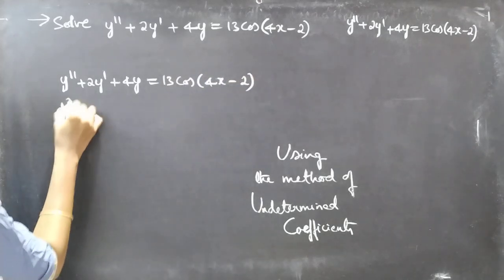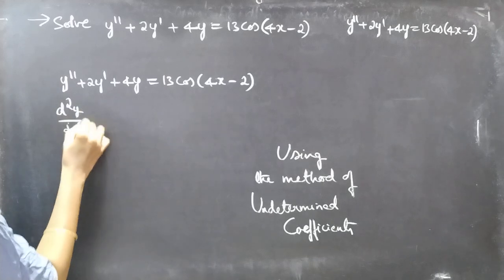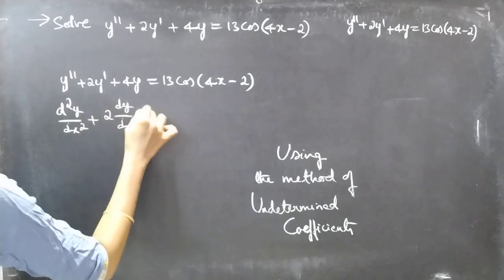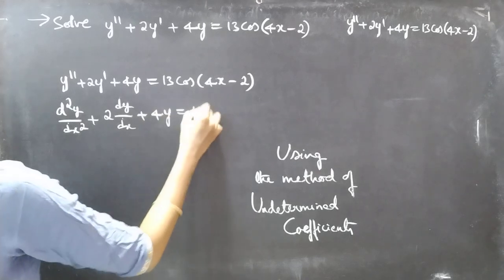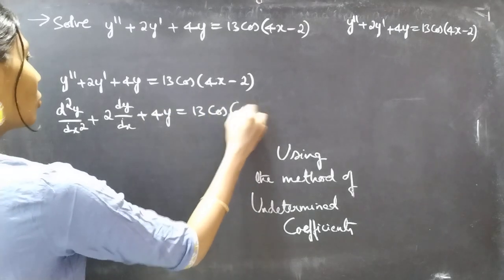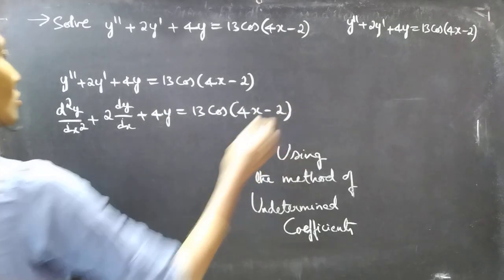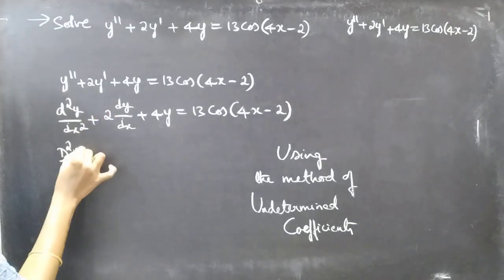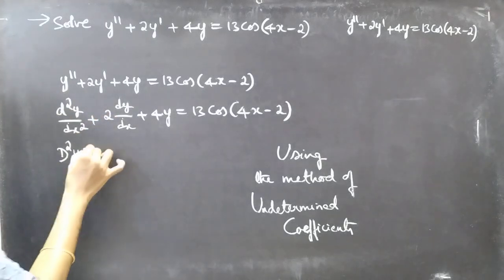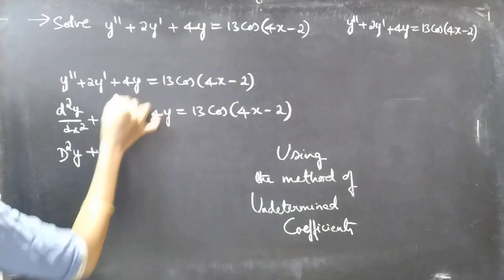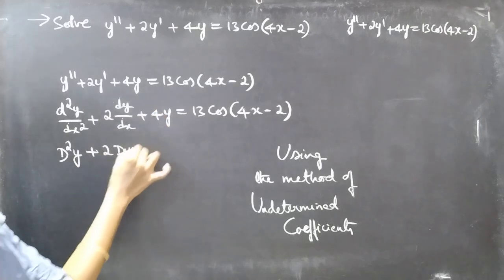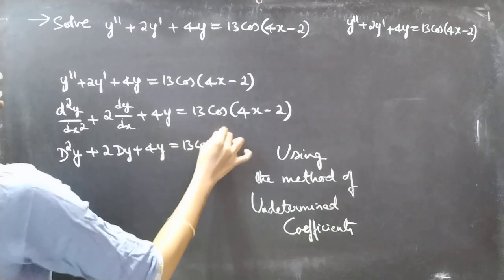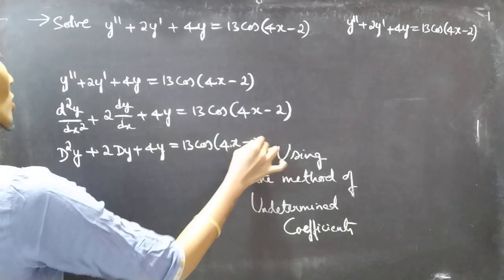We can write this as d square y by dx square plus 2 into dy by dx plus 4y equal to 13 cos of 4x minus 2, or we can write d square y by dx square as capital D square y, where D is a differential operator, plus 2 into, we can write dy by dx as capital Dy, plus 4y equal to 13 cos of 4x minus 2.